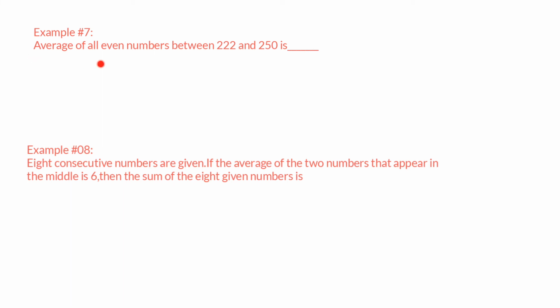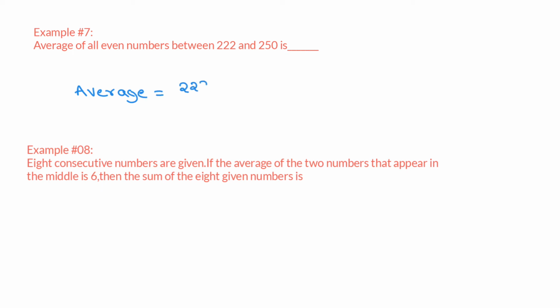Next example, average of all even numbers between 222 and 250 is. It is quite lengthy to write all consecutive even numbers ranging between 222 and 250. In fact, it is not required. While studying trick 1 and 2, I have given you an observation which says that in these type of consecutive sequences which are having even numbers, odd numbers or just consecutive numbers, then the average can be given by taking the average of its starting number and terminating number.